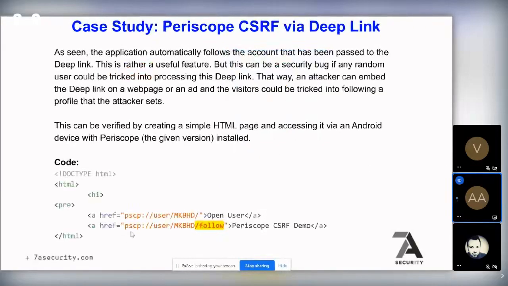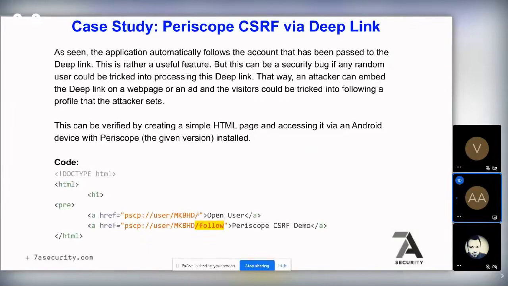So the HTML of this proof of concept page looks like this. So pscp://user/mkbhd, and this is just opening the user. What you can see is basically just a link containing the deep link, and then Android knows that this deep link has been registered by an app on the phone, and it will open the app on the phone, sending it the deep link, right? And then when we do it with the /follow, it will follow any user we want automatically, right?